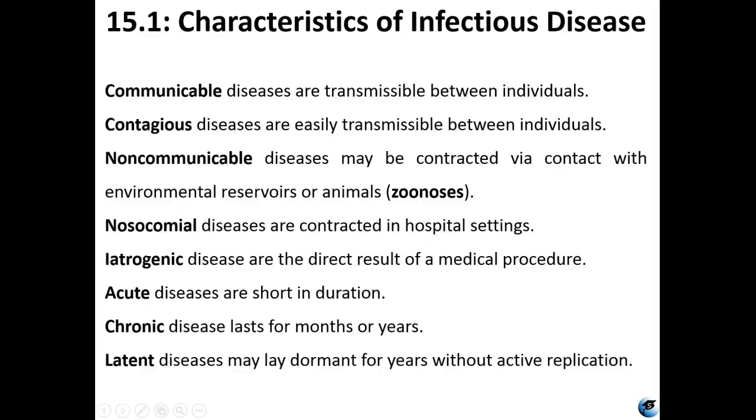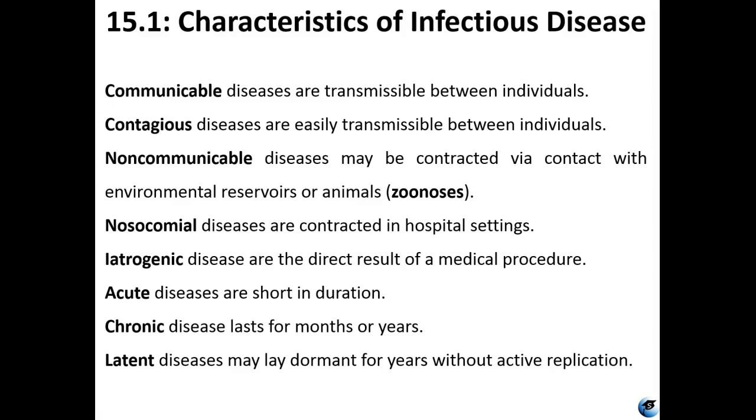Communicable diseases are ones that are transmissible between individuals. So I can give it to you and you can give it to someone else; they're transmissible between infected individuals. Contagious diseases are easily transmissible. So these two are very similar. Communicable means that it's possible to be transmitted. Contagious means that not only is it possible, it's very easy to do.